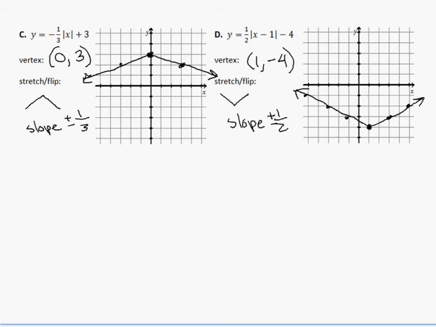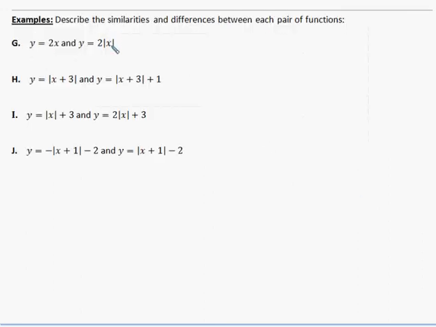Now we're going to do a little bit of analyzing the equations to see what's the difference. Okay, what are the differences between these two? Let's take a look at these two right here. The similarities are that they both are going to have a slope of 2. The sides here are going to have a slope of 2, and this linear equation has a slope of 2 because the coefficients are 2. But the difference is this one is a line and this one is a V. That's the main difference.